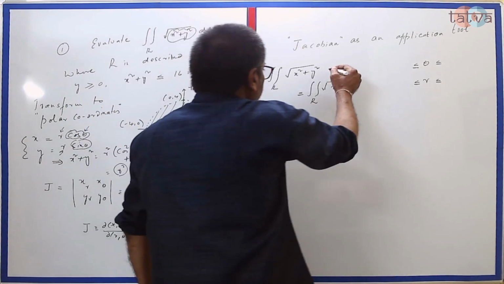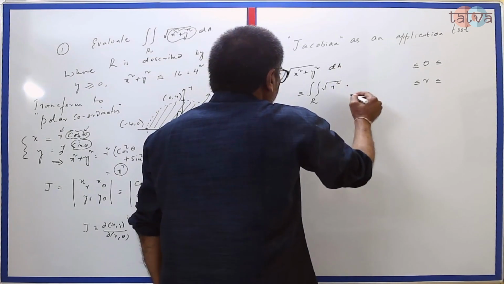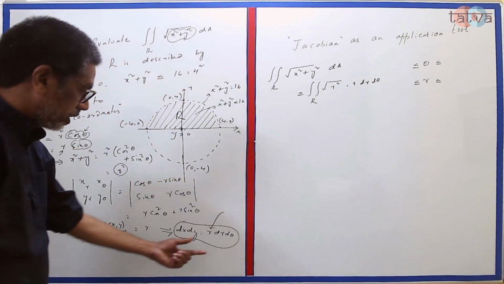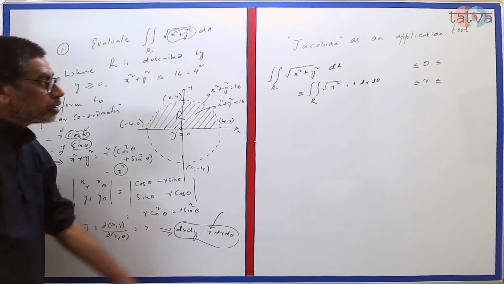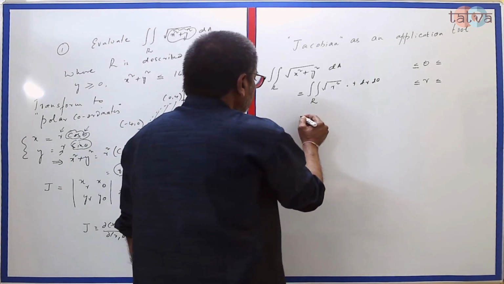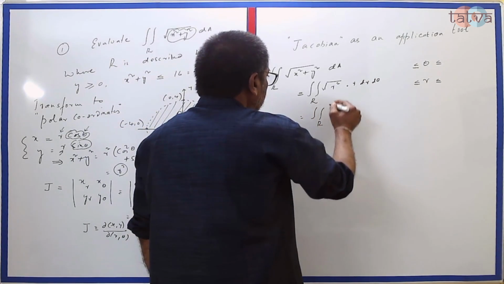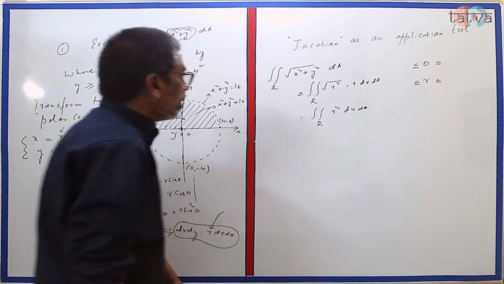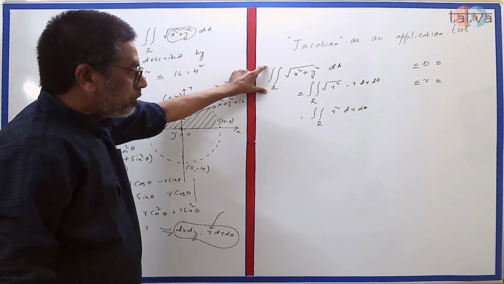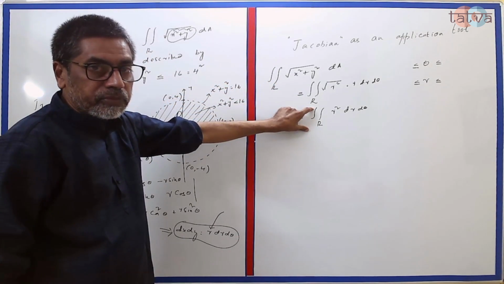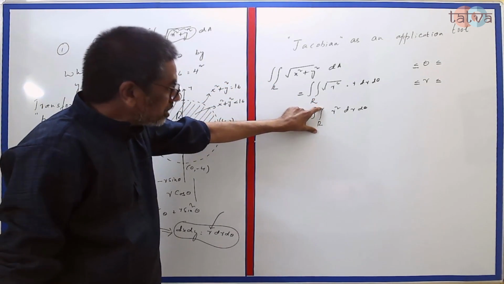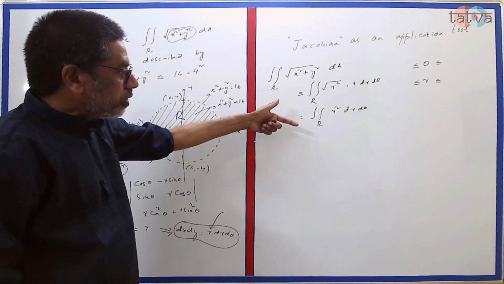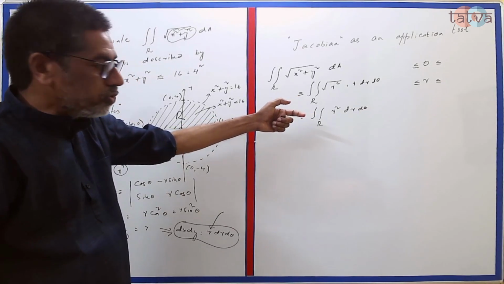Then comes dA, that will become r dr d theta. That is this. So this is the double integral of r squared dr d theta. So evaluation of this original double integral amounts to evaluating this. Both are one and the same. But you will find that evaluating this is much easier compared to this one. But if you want to evaluate, you must know the limits for theta and the limits for r.